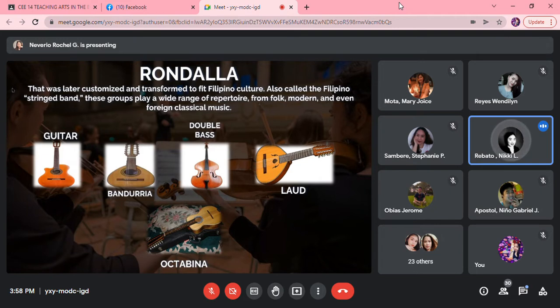Next is double bass, also called contrabass. It is the largest of the bowed string instruments and has the lowest pitch. It is related to the violin, viola, and cello. It can be played either by plucking or with the bow.